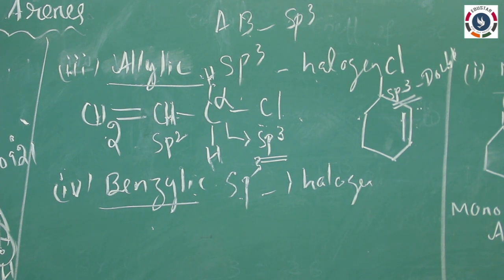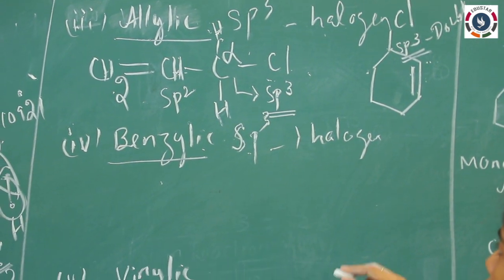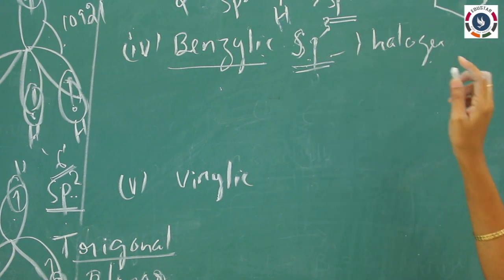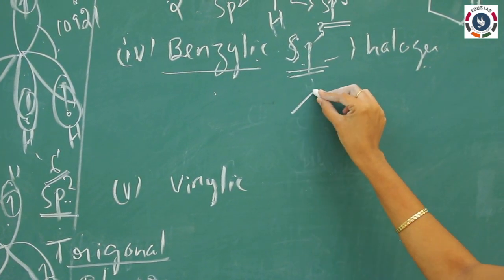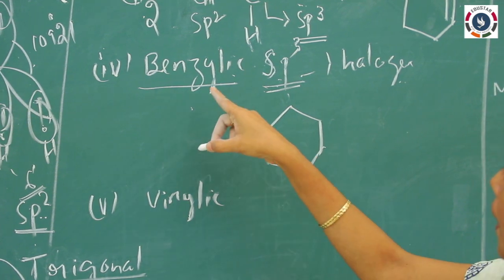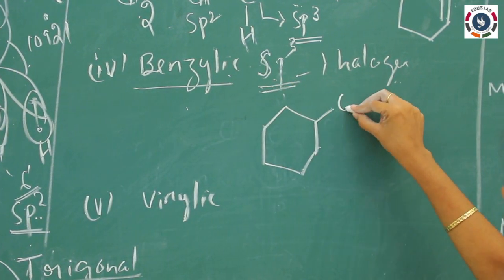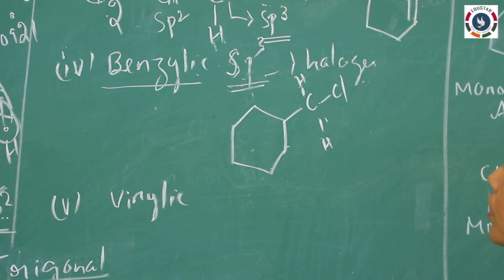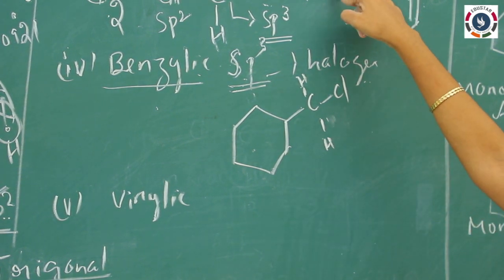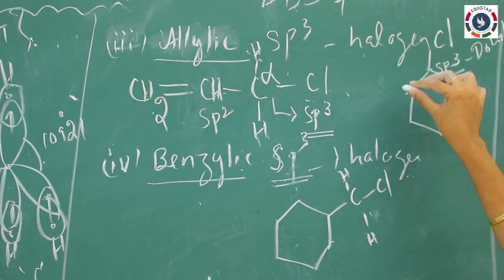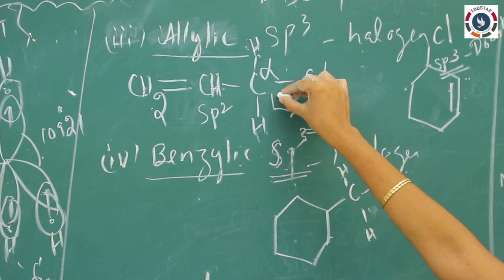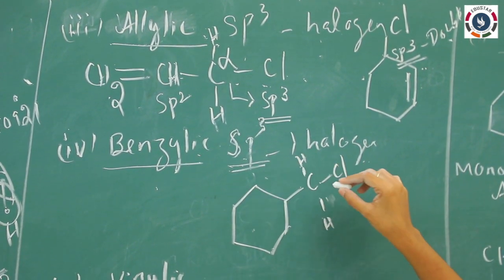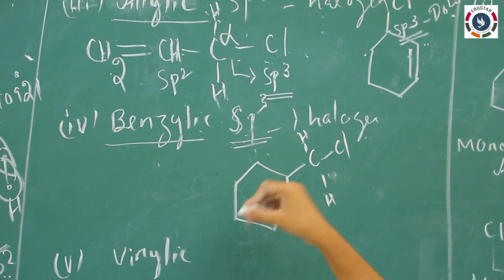The next one is the benzylic group. Here in the benzylic group also the halogen is attached to an sp3 hybridized carbon, but that sp3 hybridized carbon is attached to a benzene ring. Are you able to see the difference between the allylic and benzylic? In case of allylic, the alpha carbon atom is attached to a double bond. In case of benzylic, the alpha carbon atom is attached to a benzene ring.